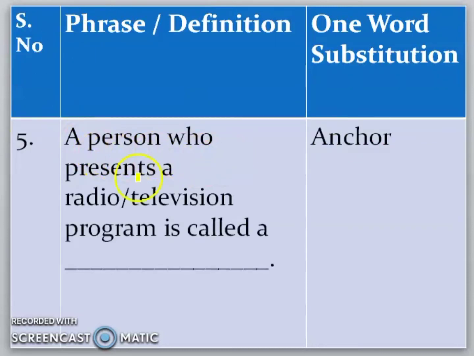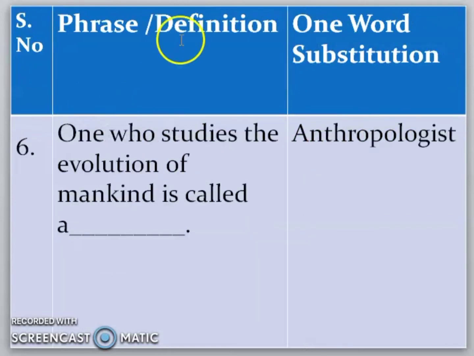A person who presents a radio or television program is called a dash. So such a person is called anchor or anchor person. I guess this is a very basic definition, right? Let's move to the next.